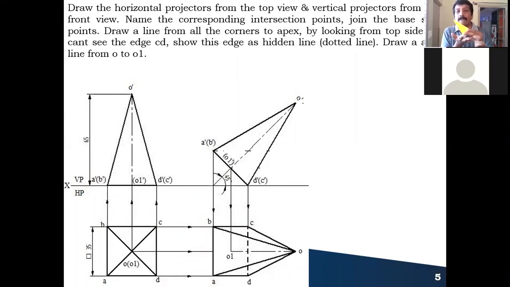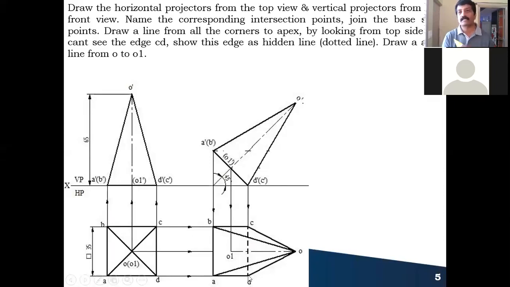So the base you are looking at from here, correct? The base edge which is resting on HP, this base edge you cannot see. So which is the one resting on HP? CD. So that's why you mark this C to D edge as the hidden edge, because we cannot see it. And the remaining three edges you make visible edges.